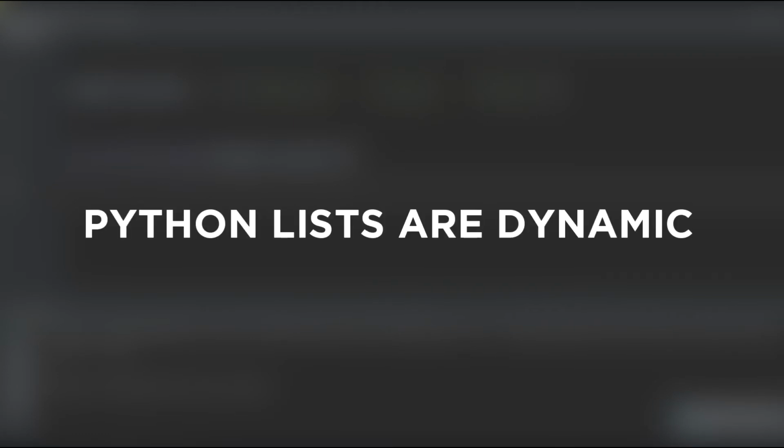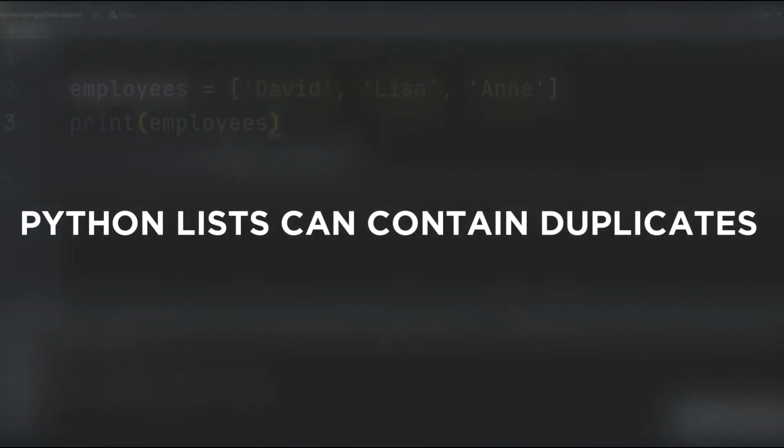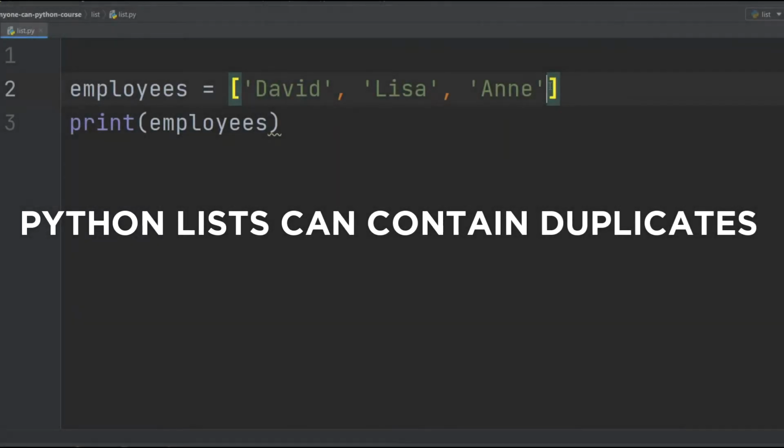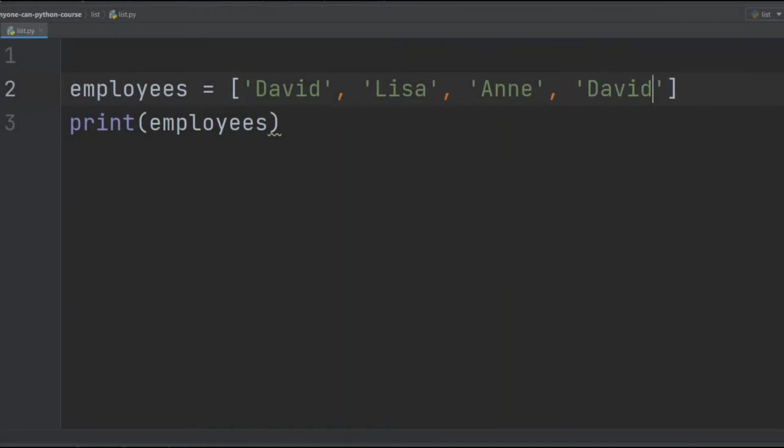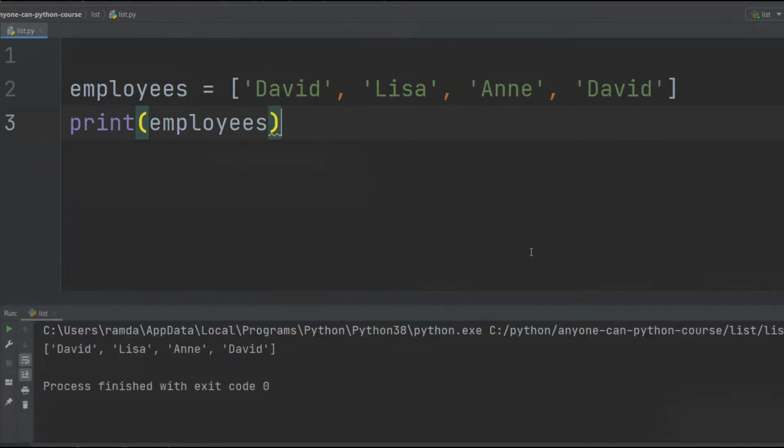Python lists are dynamic, which means that lists don't have a fixed size and it can grow if you keep adding elements to your list. Python lists can contain duplicates, so if you want to add another David into this list which already has a David, it is completely fine.